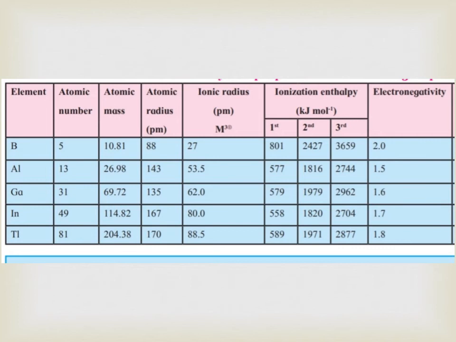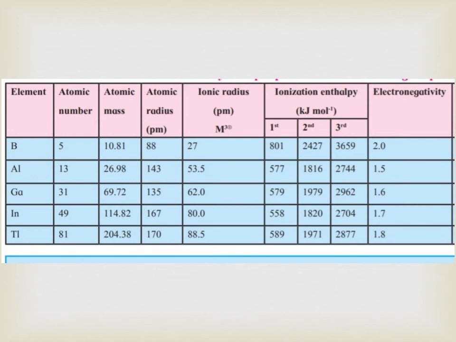Now students, if you look carefully, you can see that for boron, the first ionization energy is 801, the second ionization enthalpy is 2427, whereas the third ionization enthalpy is 3659. Now my dear students, you can observe this for all the elements of group 13: the first ionization energy is less than the second, and the second ionization enthalpy is less than the third.